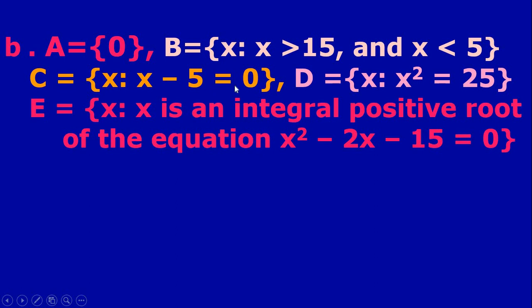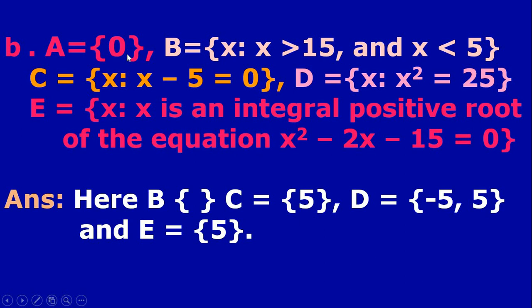Now C, here given x minus 5 equal to 0. So we get x equal to 5. Next, D equal to set of all x such that x square equal to 25, that is x equal to plus or minus root 25, that is x equal to plus or minus 5, plus 5 and minus 5, both are possible. Now solve this, that is x square minus 2x minus 15 equal to 0. Now split the middle term, last number is minus 15, that is multiplying you have to get minus 15, subtracting you have to get minus 2, that is minus 5 and plus 3. We can write minus 2x as minus 5x plus 3x, but when we solve we get plus 5 and minus 3. So here only solution is plus 5.